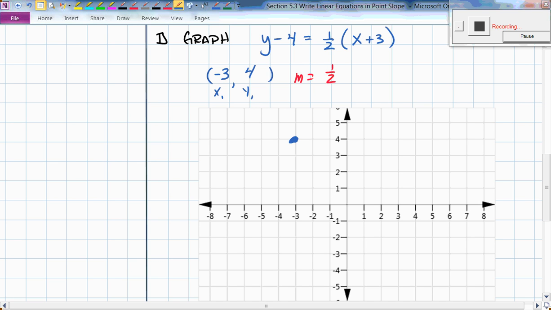So how do we interpret the slope from this point? What do I do with the 1/2? If I know this point is on the line, (-3, 4), I know that's on there. How do I interpret the slope? What do I use it for?